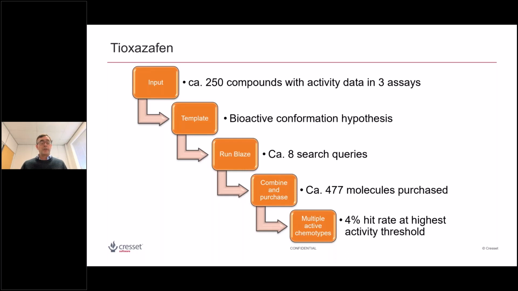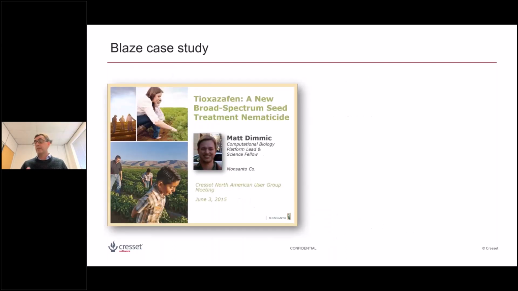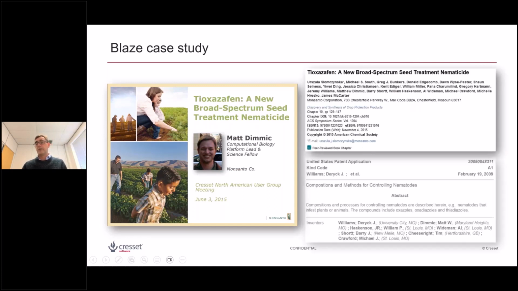We ran Blaze on a number of search queries coming out of that, and the customer in this case purchased about 500 odd molecules and ended up with a 4% hit rate overall, including a number of compounds in different chemotypes. And after a very small amount of medicinal chemistry work, one of those compounds actually went on to be launched on the market a few years ago as tioxazofen. So this compound is on the market and was directly discovered out of a Blaze screen that we did in collaboration with this company Divergence, who were later purchased by Monsanto.